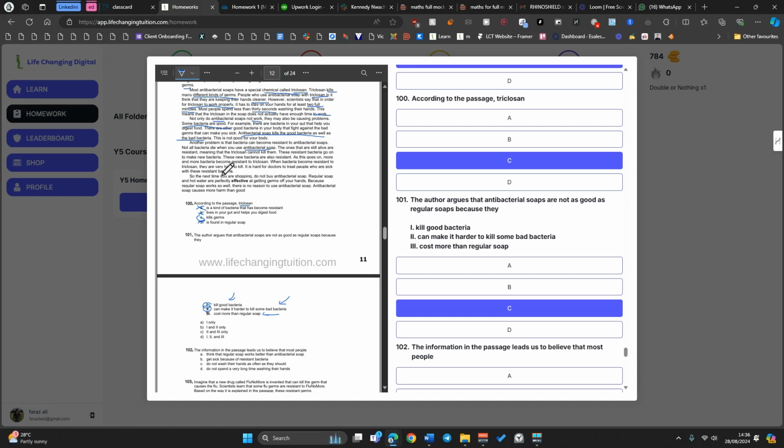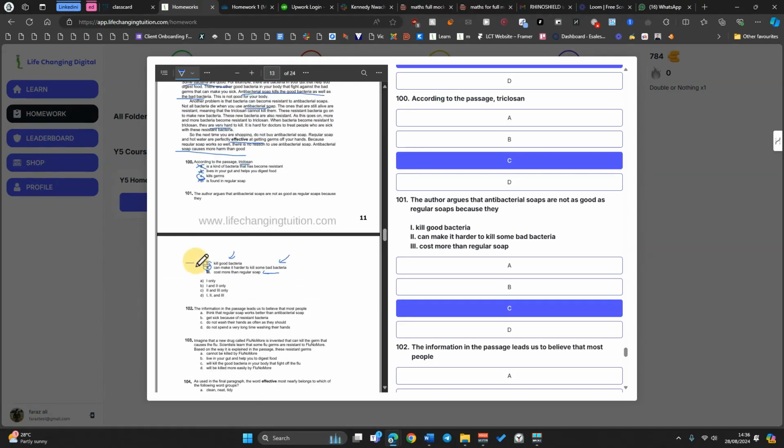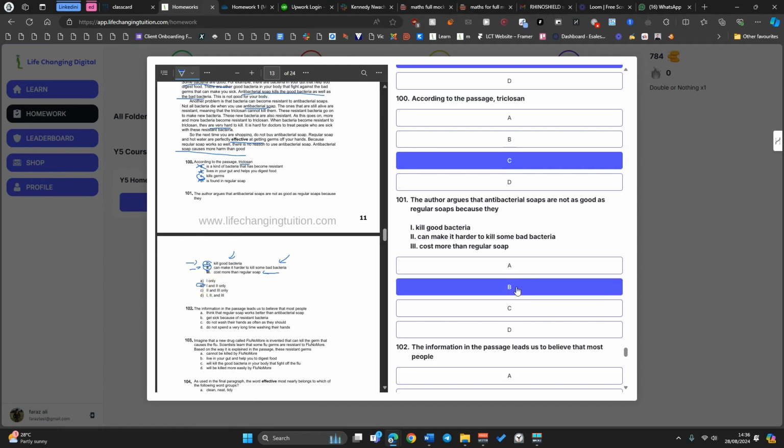When some bacteria become resistant, they're very hard to kill. There's the sentence there. It's hard for doctors to treat people who are sick with resistant bacteria. Do not buy antibacterial soap. Regular soap and hot water are perfectly effective at getting your germs off. There's no reason to use antibacterial soap. So it doesn't say anything about it being cheaper. So what I'm left with is option 1 and 2. That should be right. So it should be I and II, which means the answer here is B for question 101.